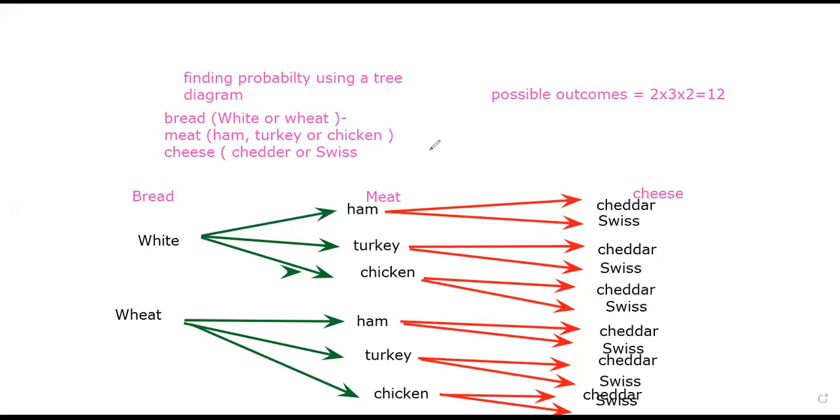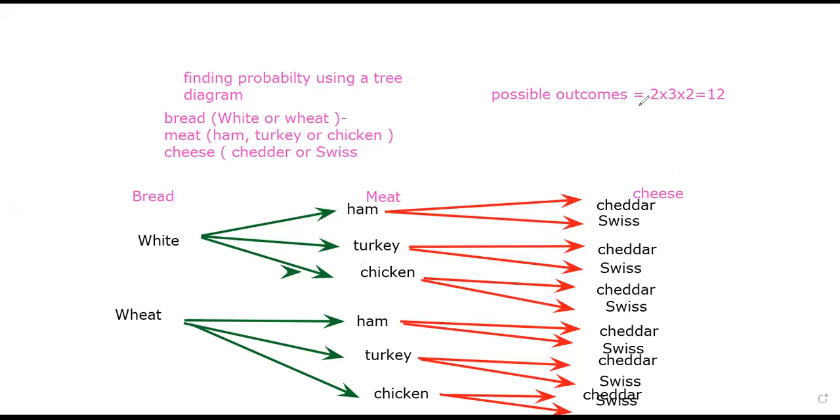For the bread, the meat, and the cheese: in the meat there was ham or turkey or chicken, and in the cheese there was cheddar or Swiss. So by the end, if we want to count how many choices we have, we have 2 times 3 times 2. For this reason, we said that the outcomes were 2 times 3 times 2 equal 12.